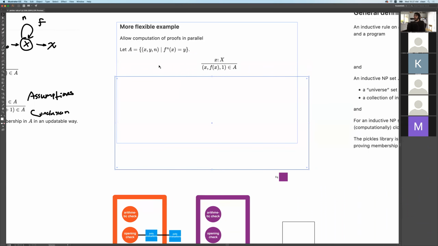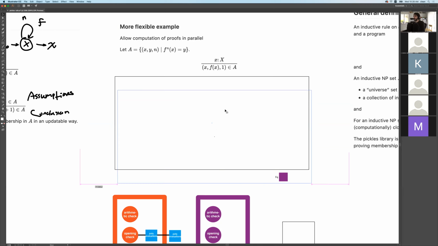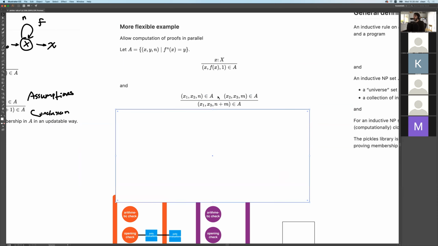So this set A has a similar description as an inductive set. What are the rules? The first rule says that if x is any point in X, then you can get from x to f of x by applying f one time. The second rule says that if you can get from x1 to x2 in n steps, and you can get from x2 to x3 in m steps, then you can get from x1 to x3 in n plus m steps.